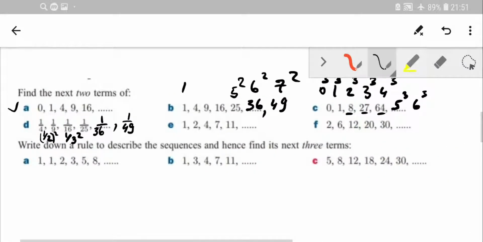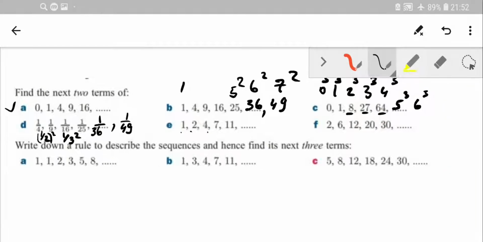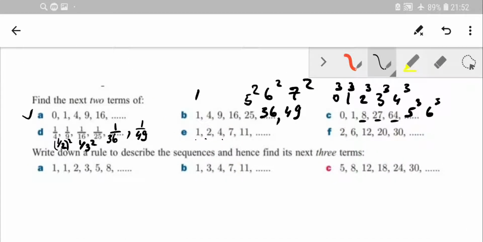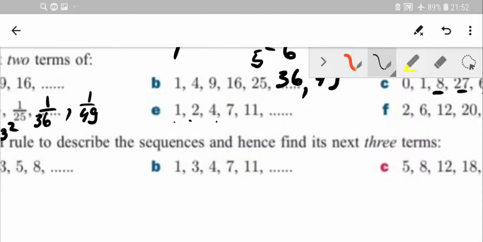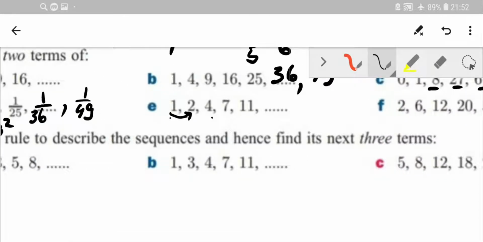Good, perfect. So 1, 2, 4, 7, 11. Okay. There are definitely no square numbers, but let's check the difference. All right, so the differences are 1, 2, 3, 4. So you know the difference is just increasing by 1, so you can get the logic. So next difference should be 5, and after that the difference is going to be 6. So 11 and 5 is 16, and next is 22.